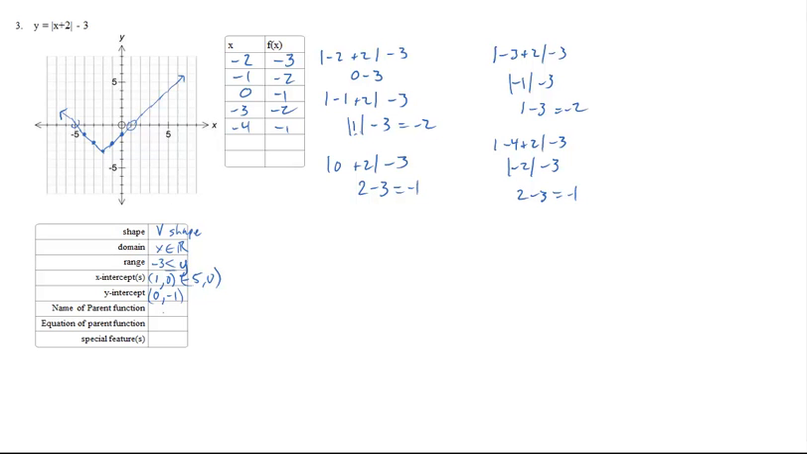The name of the parent function is the absolute value, or the modulus. The equation of the parent function is just y equals absolute value of x. That's as simple as it gets, folks. And the special features. Remember, the absolute value has the same special features as the quadratic. It's got a vertex, and it's got an axis of symmetry.